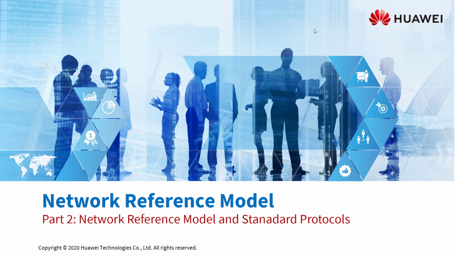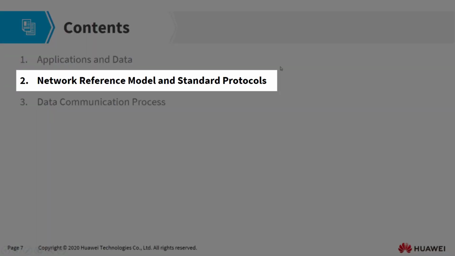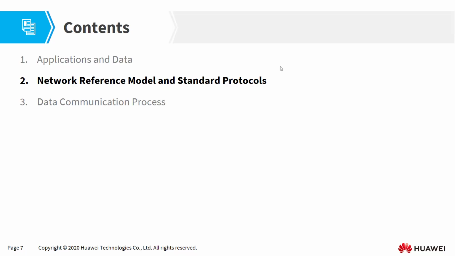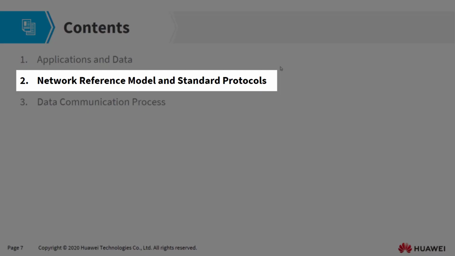Hello, this video is the second part of my coverage of the second chapter of HCIA Datacom version 1.0, the Network Reference Model. In this particular video, we are going to explore the Network Reference Model and standard protocols. In the first part, I discussed applications and data, and how applications are the ones that generate the data that needs to be transmitted to the terminals where it will be consumed. In this video, we shall discuss the network reference model and standard protocols.